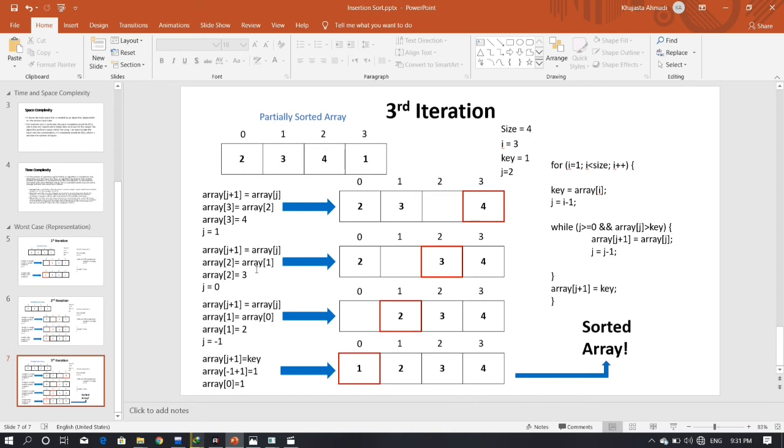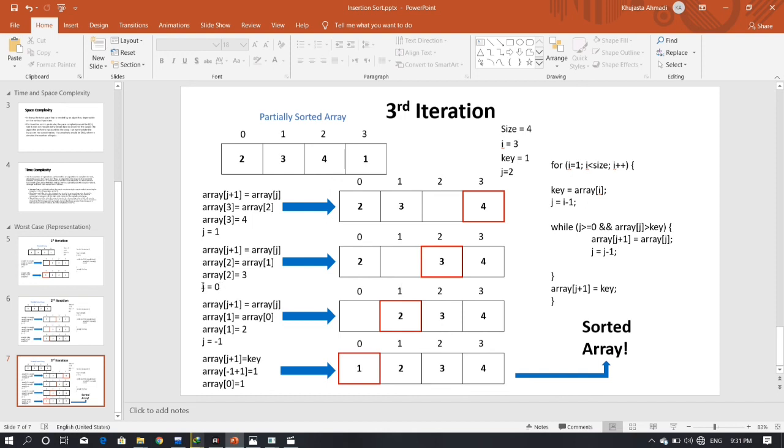Now remember that j is 2, so j plus 1 becomes 3, and the value at array of j gets assigned to the index of 3. So 4 is pushed to this side, and now index 2 remains empty. Then j is decremented to 1, and array of j plus 1, which is array of 2, gets the value of array of 1, which is 3 here. So 3 gets pushed to this side, and index 1 remains empty.